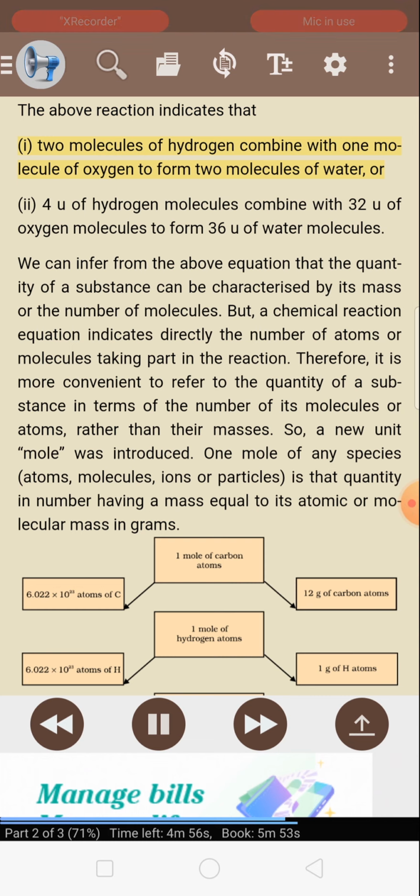I. 2 molecules of hydrogen combine with 1 molecule of oxygen to form 2 molecules of water, or II. 4 U of hydrogen molecules combine with 32 U of oxygen molecules to form 36 U of water molecules. We can infer from the above equation that the quantity of a substance can be characterized by its mass or the number of molecules.